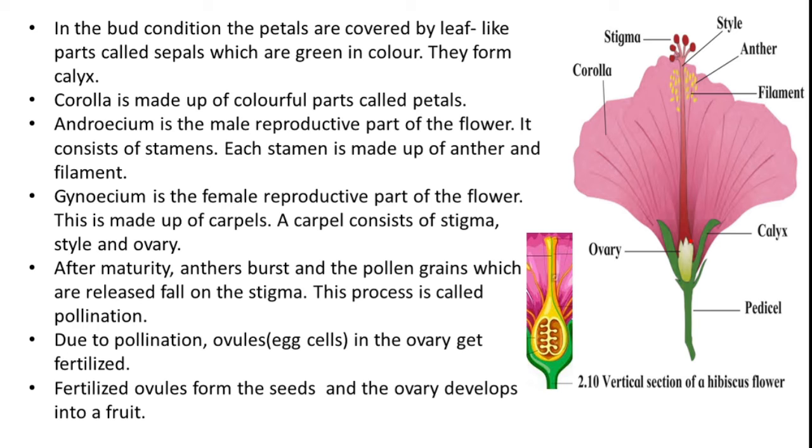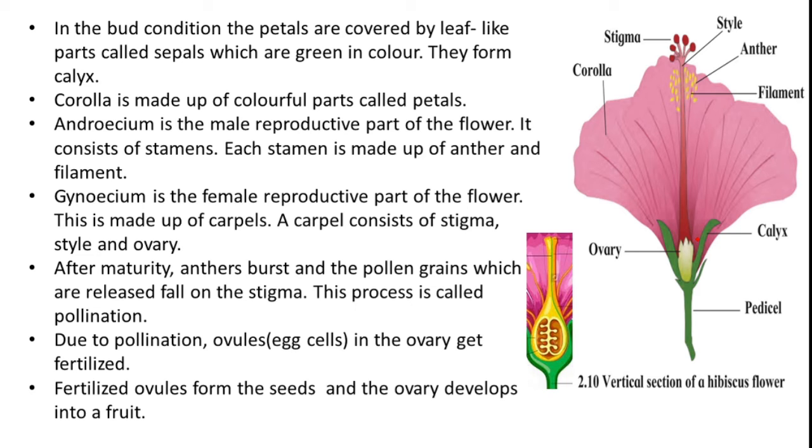After maturity, anthers burst and the pollen grains which are released fall on the stigma. Anthers consist of pollen grains. When the anther matures, the pollen grains are released and they fall on the stigma. This process is called pollination.